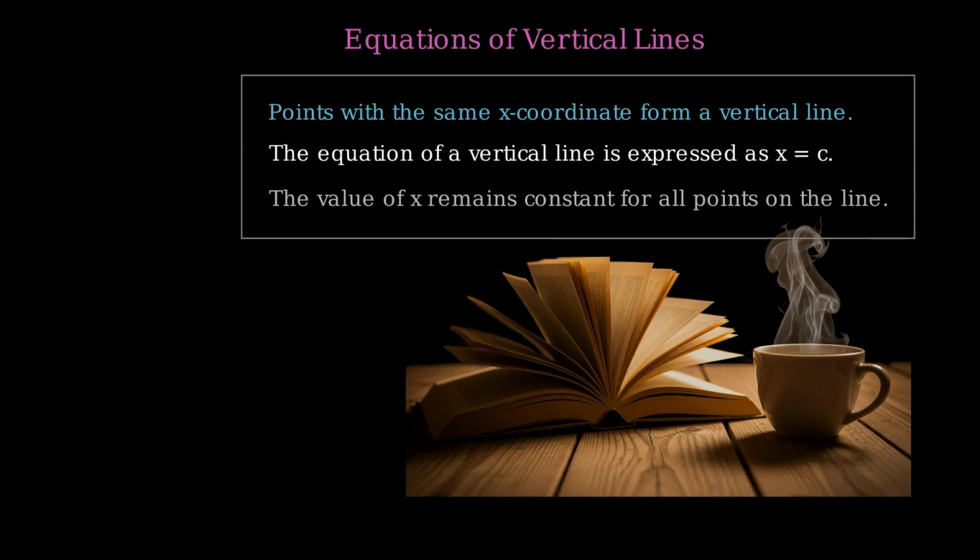Points with the same x-coordinate are all the same horizontal distance from the y-axis. Therefore, a set of points that all share the same x-coordinate will fall on a vertical line. The equation of a vertical line is written as x equals c, where c is a fixed constant number. On this line, the x value never changes, regardless of what the y-coordinate is.